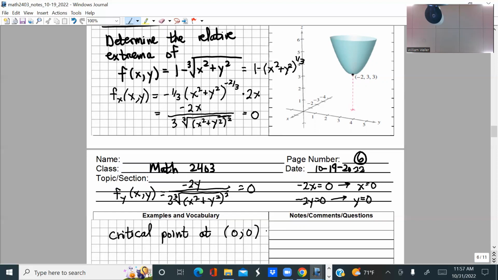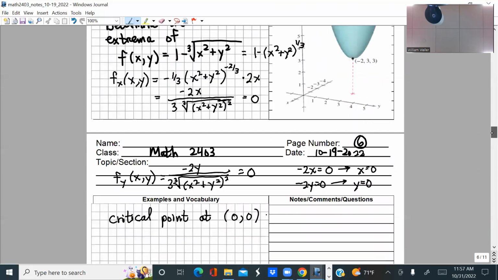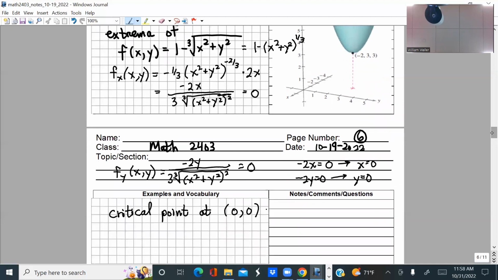So how do we deduce if that is a maximum or a minimum? Well, you have to, again, use a little bit of logic. So it's not automatic. Look at this formula. You have 1 minus this cube root of x squared plus y squared.